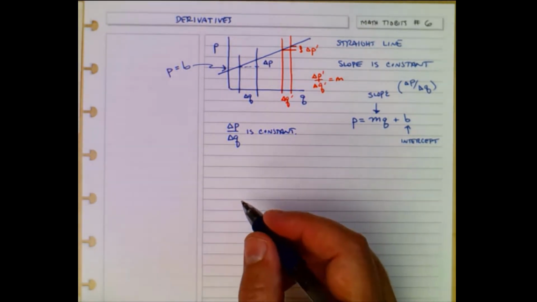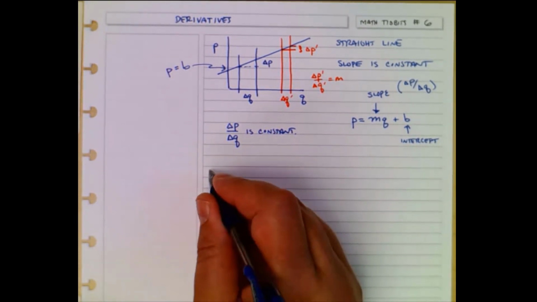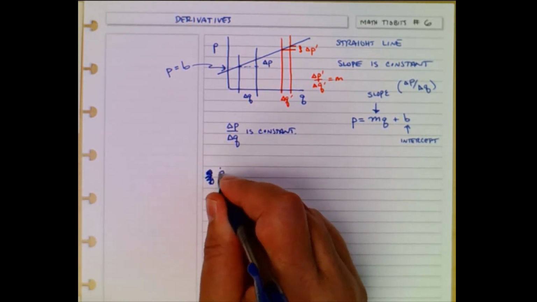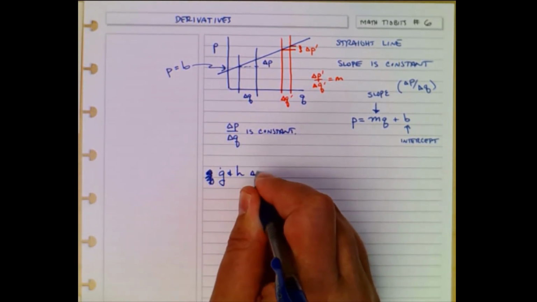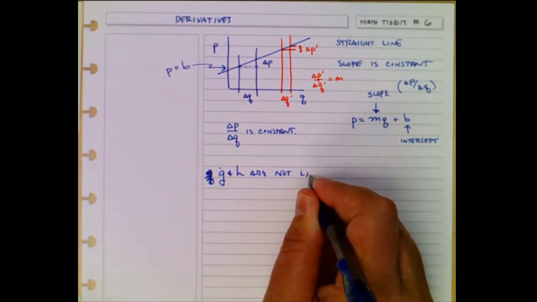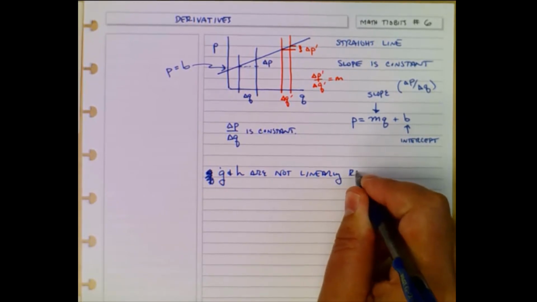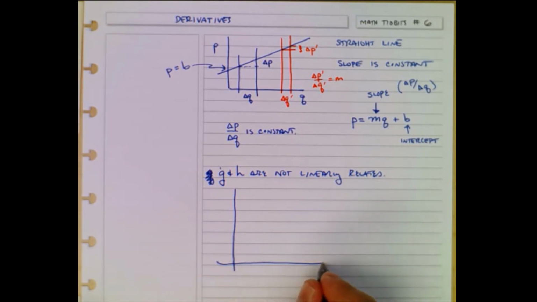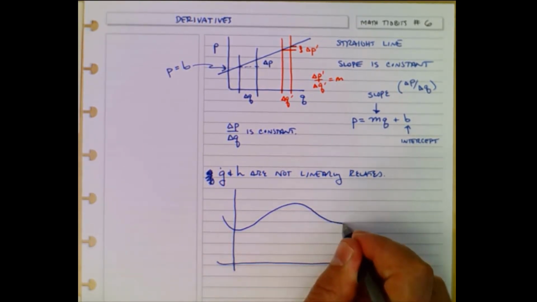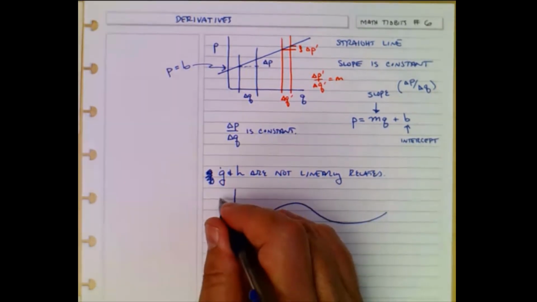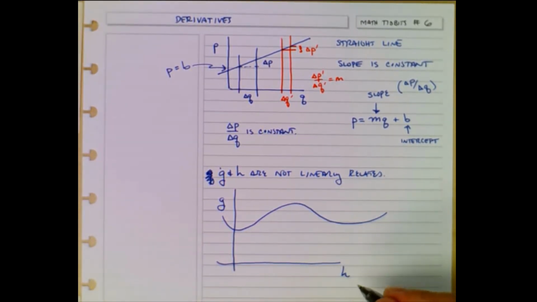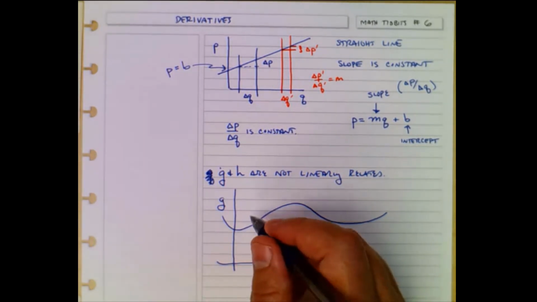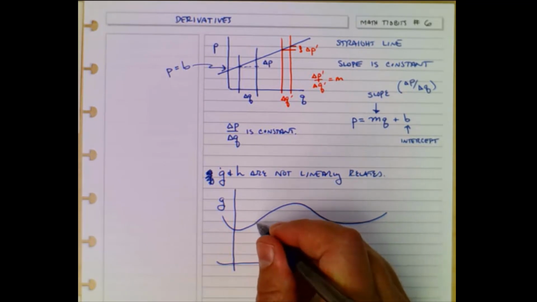Now, a nonlinear graph, let's suppose variables g, that's not a g, that's a q, g and h are not linearly related. Then, just for the purpose of illustration, let's make it do something like that. So this is the function g plotted as a function of an independent variable h. And it is manifestly the case that the slope here is definitely not constant.